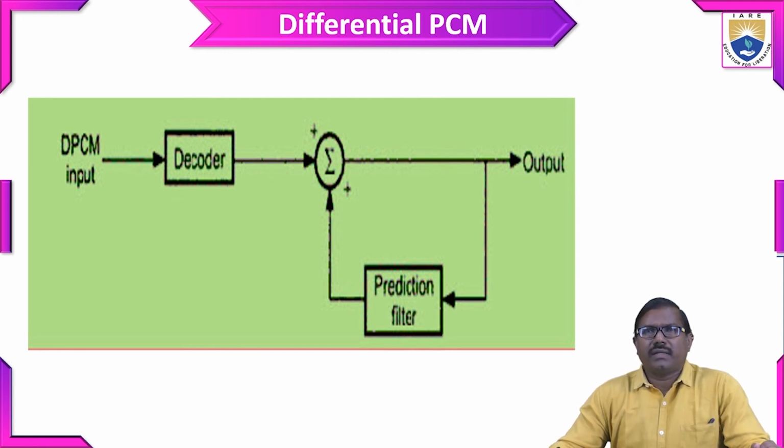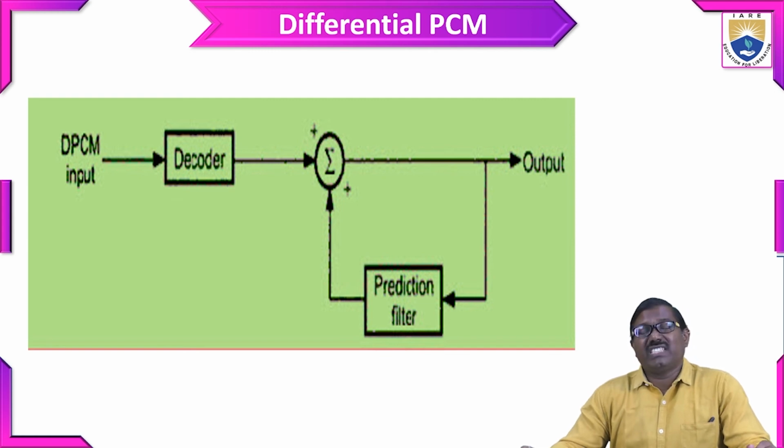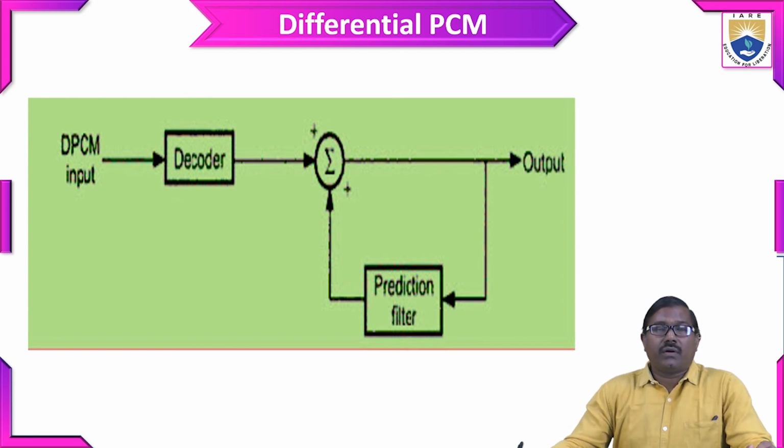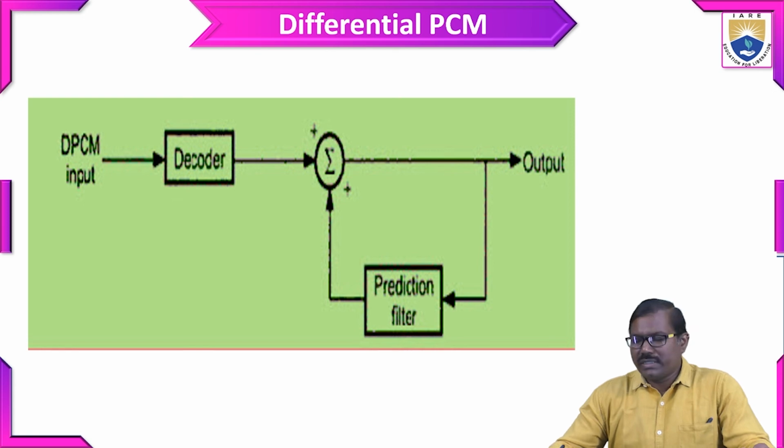Now we are in the differential PCM receiver. So this is a DPCM receiver. Here also we use the same filter with the same weights as in the transmitter. The DPCM signal is taken as the input to the receiver. Initially we have a decoder, while at the end of the transmitter is the encoder. After the decoder we get the decoded value, which is given to the summer and goes to the prediction filter. Finally we get the reconstructed signal as the output.